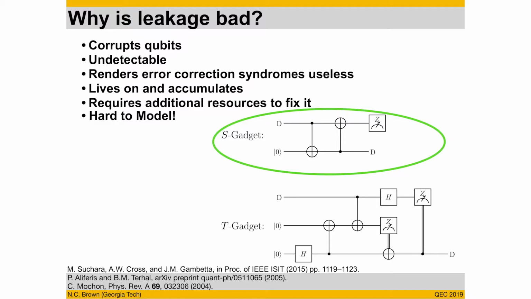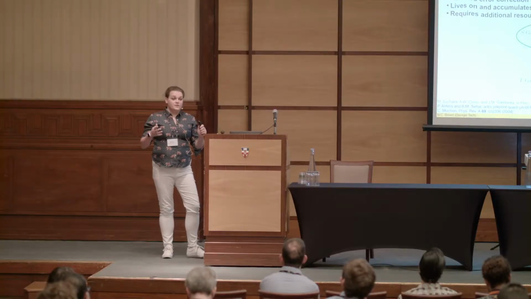Fortunately, Aliferis and Terhal showed that a threshold does exist in the presence of leakage if you add so-called leakage-reducing units or leakage-reducing circuits. I'm not going to talk about that a lot in this talk. There's some very nice work by Suchara, Cross, and Gambetta where they look at the overhead of these different devices and their effectiveness. But most leakage-reducing circuits are based on either a swap gate or some type of teleportation scheme. In this talk, all of the data I'm going to show you has implemented this swap gate.